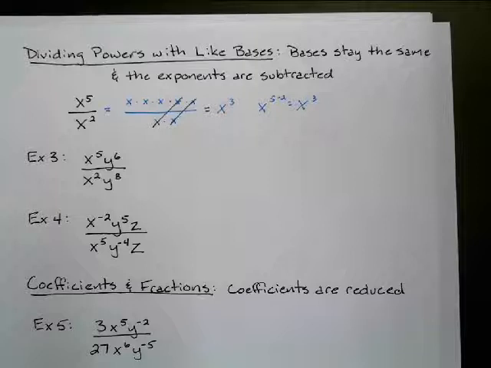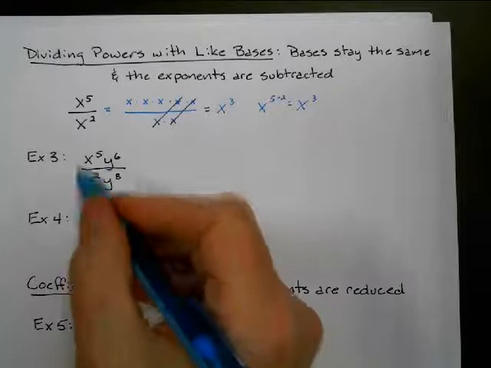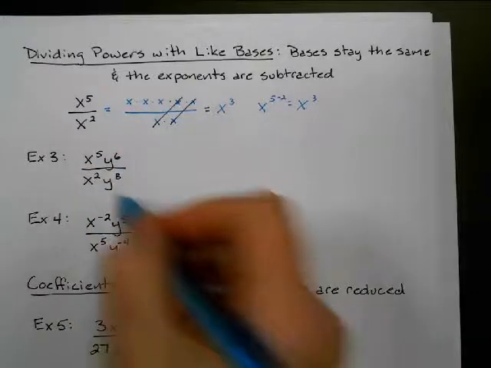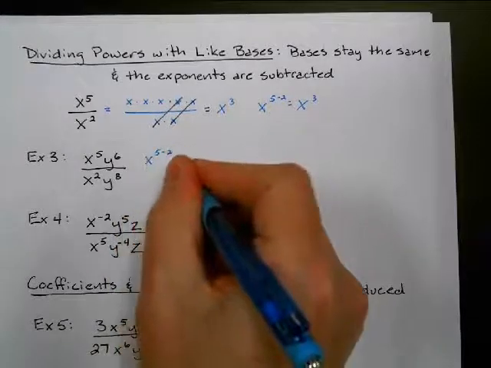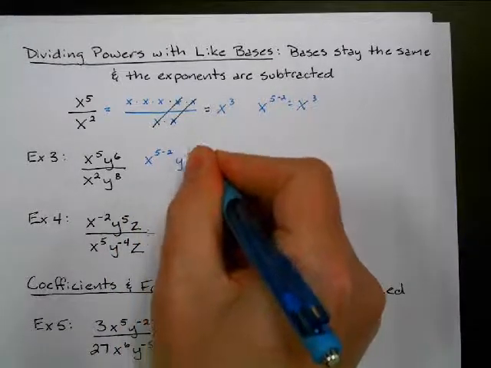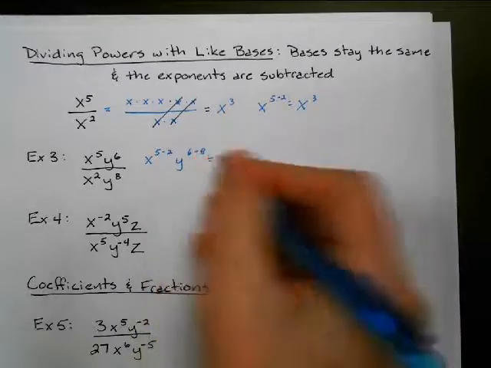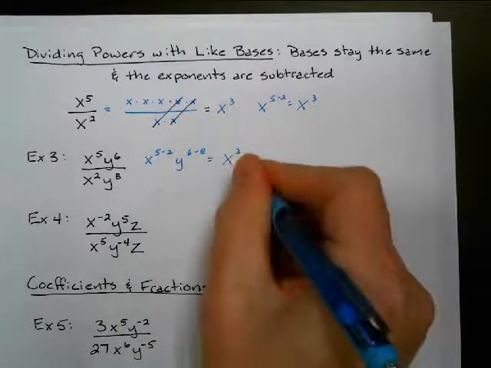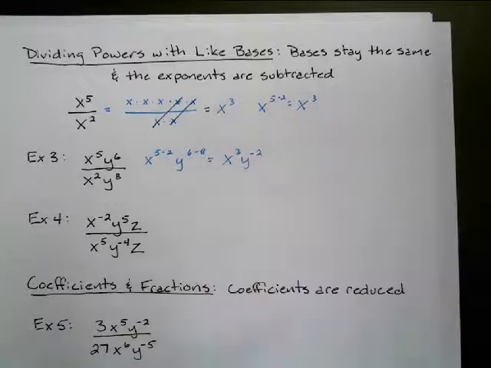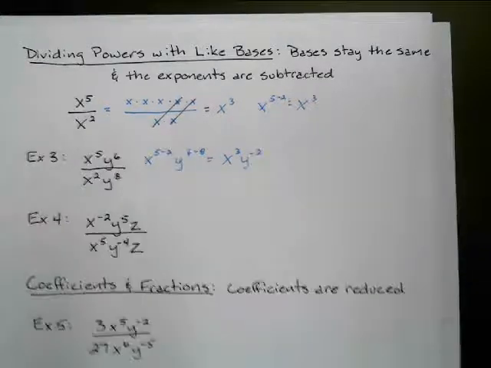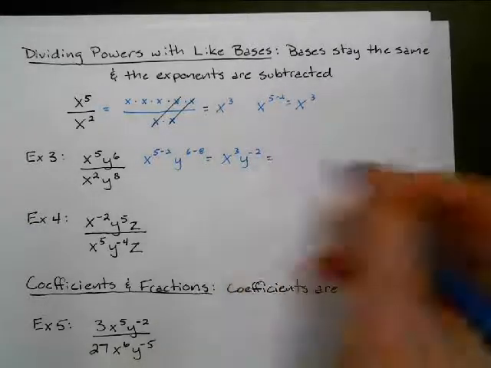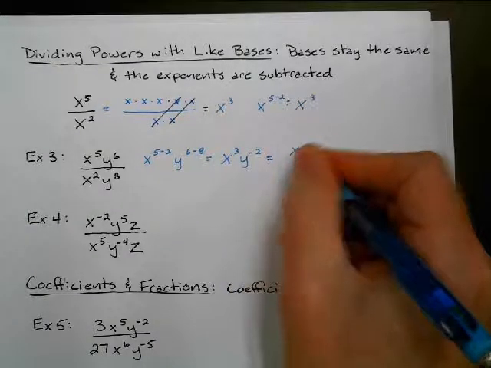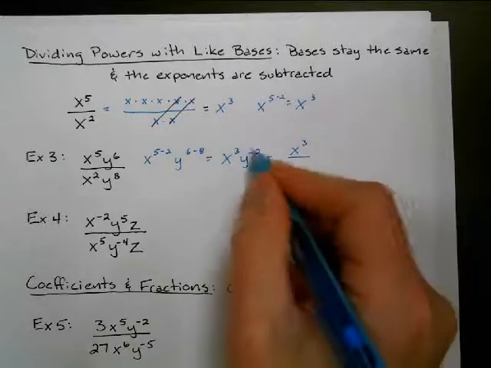All right, now again, it has to be with the like bases. So on this one, the x's go together and the y's go together. So we're going to do x to the 5 minus 2 and y to the 6 minus 8. That gives us x to the third, y to the negative 2. Now again, since we have negative exponents, our final answer can't have negative exponents in it. So the x to the third stays in the numerator, and since this is a negative exponent, we put y to the second in the denominator.